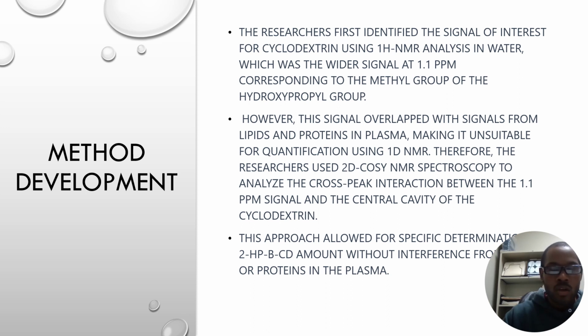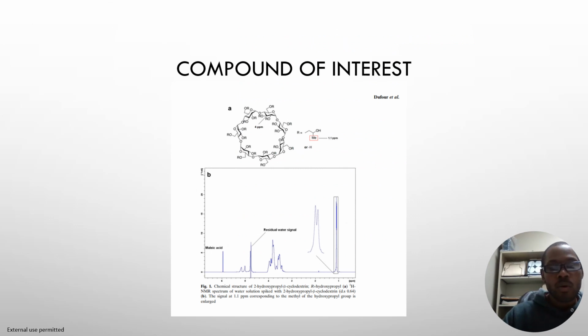Therefore, the researchers used 2D NMR spectroscopy to analyze the cross-peak interaction between the 1.1 parts per million signal and the central cavity of the cyclodextrin. This approach allowed for determination of the 2-hydroxypropyl beta cyclodextrin amount without interference from lipids or proteins in plasma. So we already know the compound of interest is cyclodextrin.